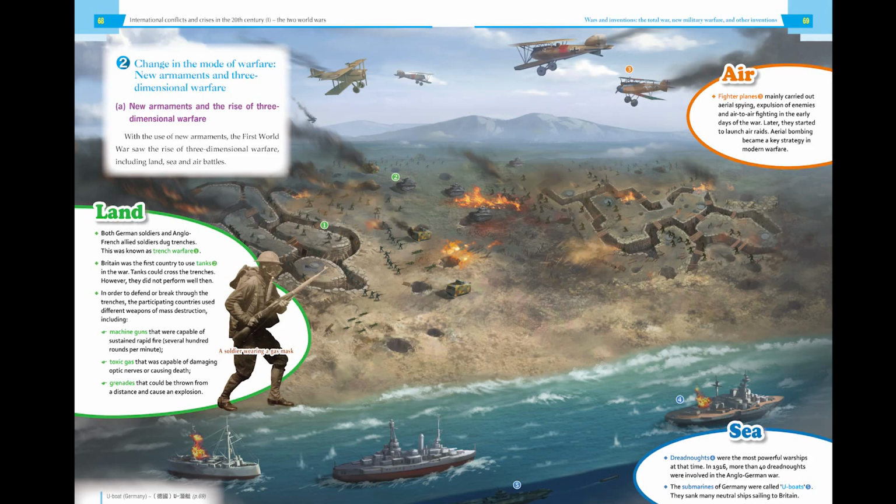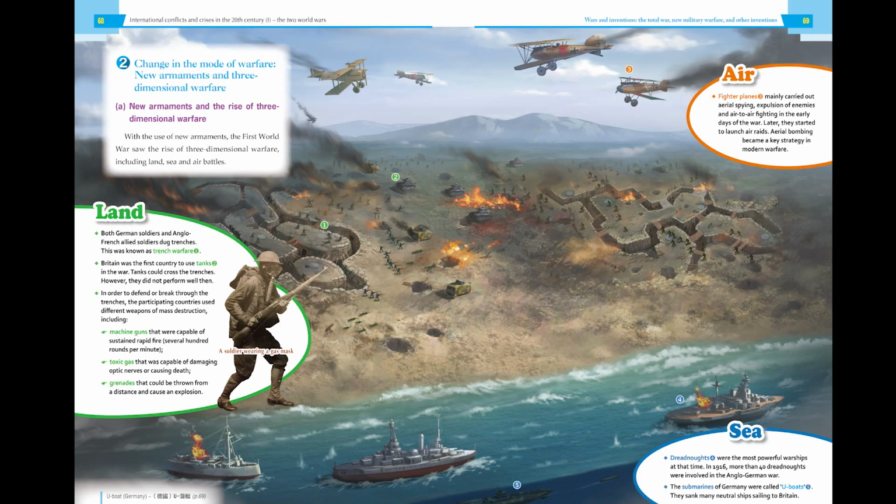2. Change in the mode of warfare. New armaments and three-dimensional warfare. A. New armaments and the rise of three-dimensional warfare. With the use of new armaments, the First World War saw the rise of three-dimensional warfare, including land, sea, and air battles.